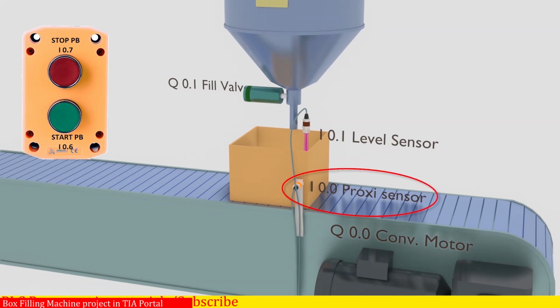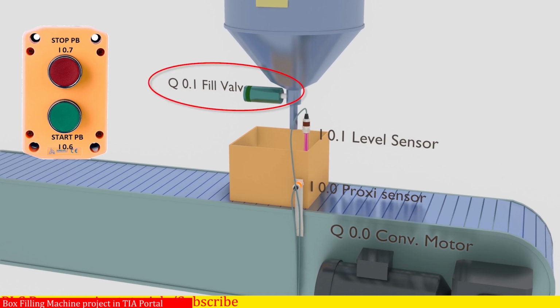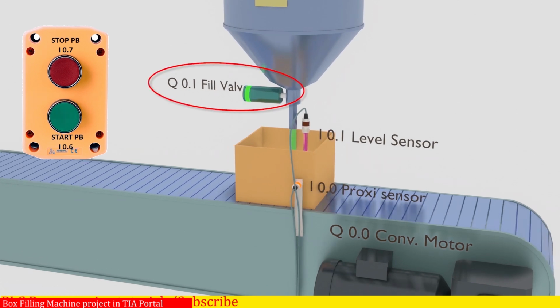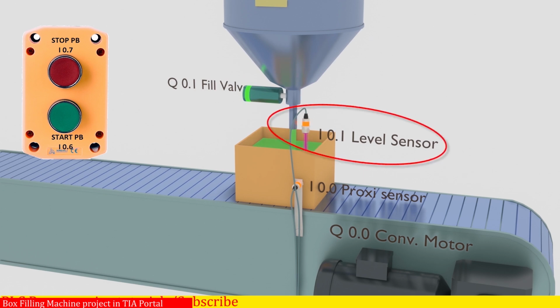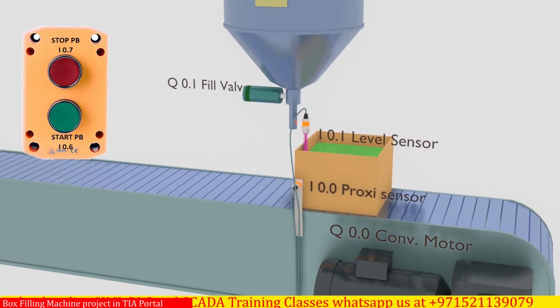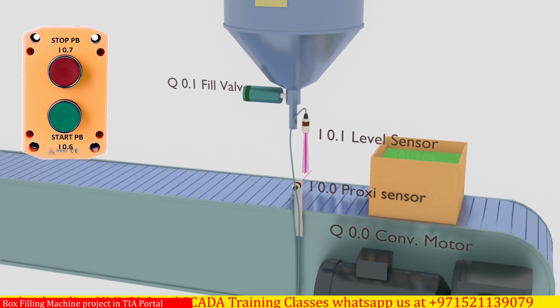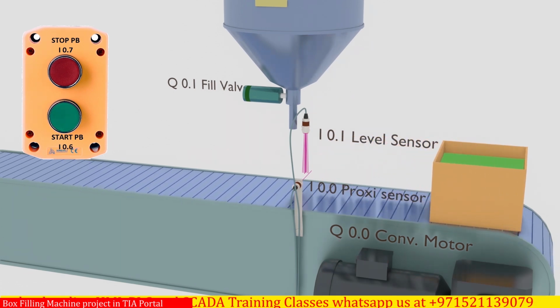Once the box is at the filling station, the filling valve Q0.1 opens and starts filling the liquid in the box. Once the box is filled, the fill level is confirmed by the level sensor I0.1. The filling valve closes and the conveyor starts again to remove the filled box and bring in the next empty box under the filling nozzle. So that's the setup for today's tutorial. Let's go to the TIA Portal software and see it.